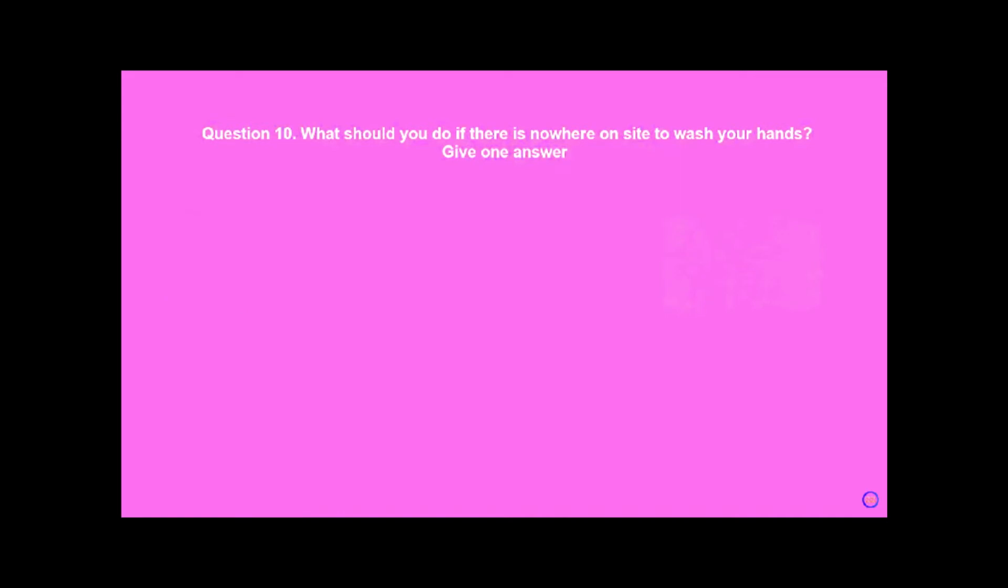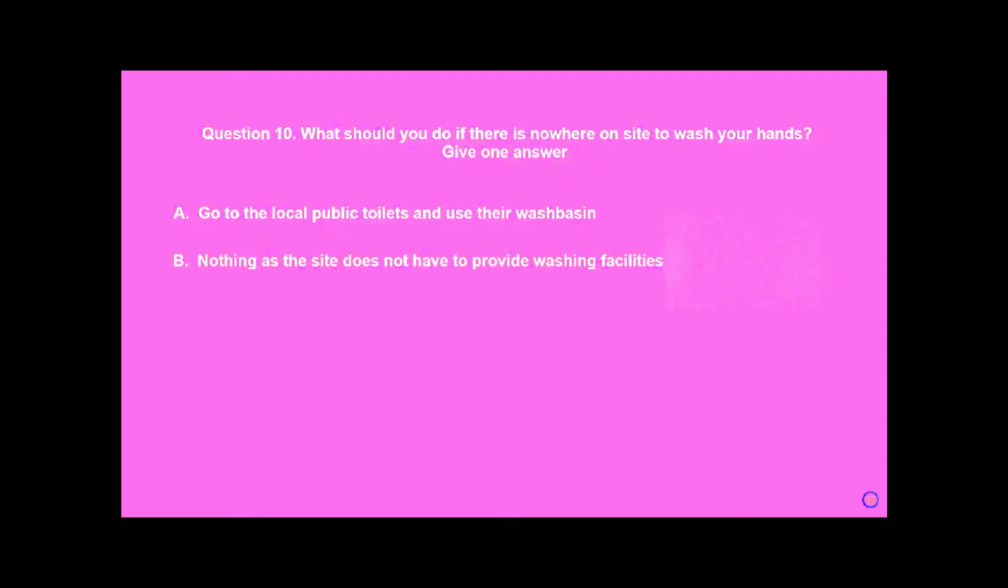Question 10. What should you do if there is nowhere on site to wash your hands? Give one answer. A. Go to the local public toilets and use their wash basin. B. Nothing, as the site does not have to provide washing facilities. C. Speak to your supervisor or the site manager about the problem.